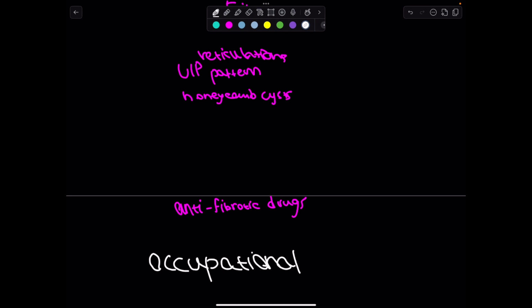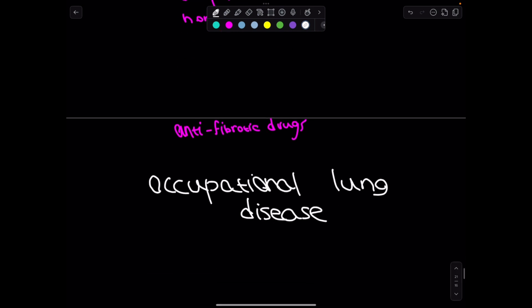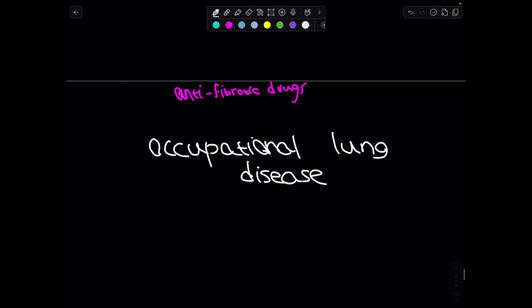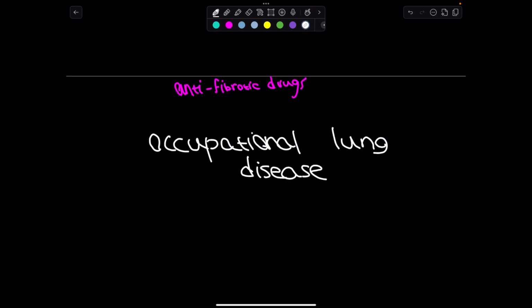Occupational lung disease encompasses conditions like pneumoconiosis, e.g., silicosis, asbestosis, a subset of interstitial lung disease, ILD, caused by prolonged inhalation of workplace dusts or chemicals, leading to interstitial inflammation or fibrosis. Okay, let's talk about asbestos exposure, let's say. Let's talk about pleural plaques.